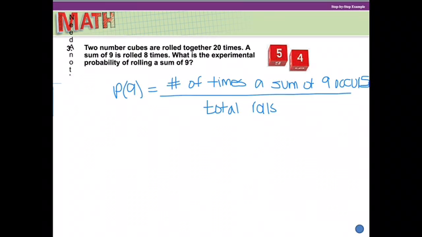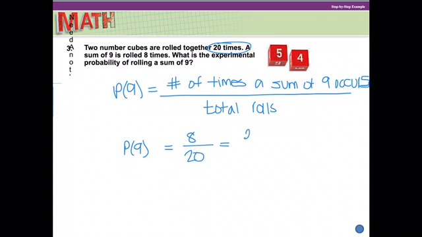So now for this one, we know that the probability of 9 equals, in the numerator, the number of times a sum of 9 occurs over the total amount of rolls. And they told us that a 9 was rolled 8 times with a total number of rolls of 20. Now this can be simplified down to 2/5. So our experimental probability of rolling a sum of 9 is 2/5.